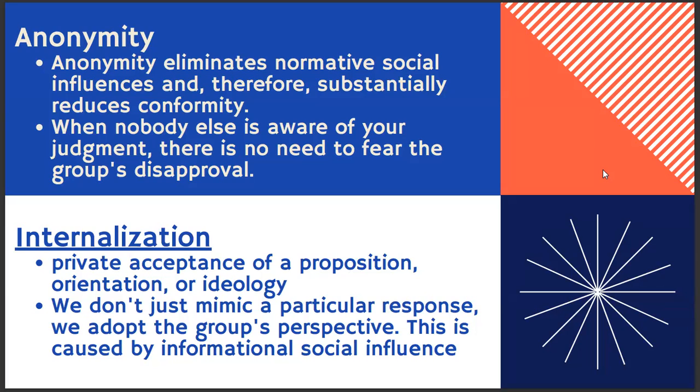So maybe with the multiple choice question, no one has to say what their answer is. They just submit it and it's anonymous. No one knows. So if Sarah didn't know that everyone else chose D and no one else knows that she's going to choose C, then she has absolutely no pressure to conform to what other people are doing, because no one's going to know whether she's right or wrong or whether they're right or wrong. No one's going to know what the other person is choosing. So when no one else is aware of your judgment, there's no need to fear the group's disapproval.